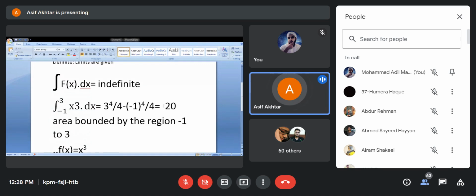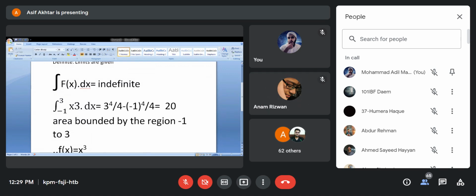So always remember, whenever you calculate the integration, remember that we are taking this from the point of view of the area. We calculate the area. Now this concept of calculating the area. Sir, sorry to interrupt. Sir, can you please repeat that again? I missed that part. Okay.